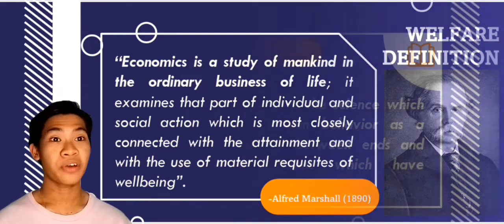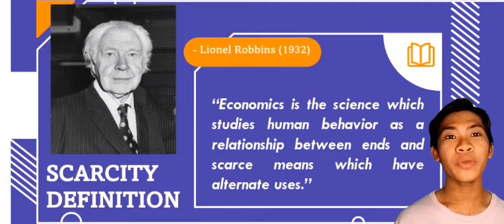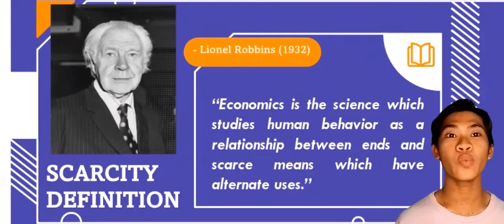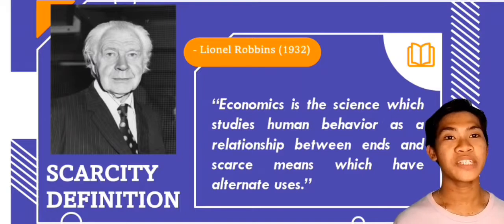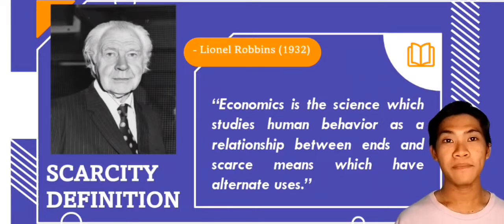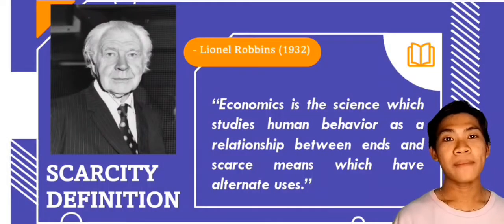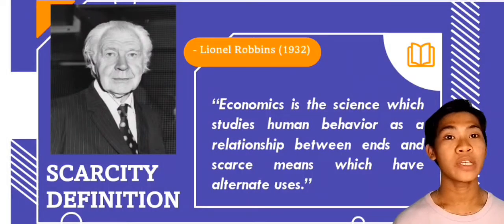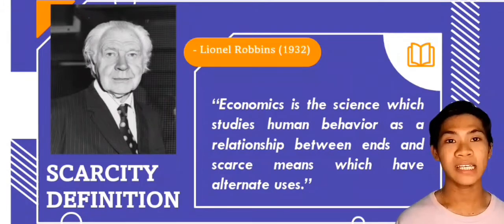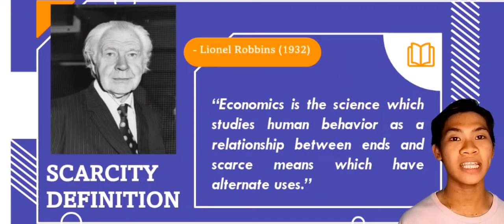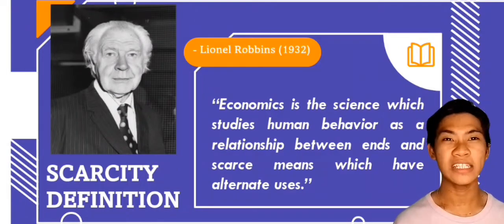And next is the scarcity definition. According to economist Lionel Robbins, economics is a science which studies human behavior as a relationship between ends and scarce means which have alternate uses. Robbins only talks about the microeconomic aspects, like how resources are allocated and how prices are determined, and nothing about the macroeconomic aspect, like how national income is generated. Also, Robbins' definition does not cover the theory of economic growth and development.